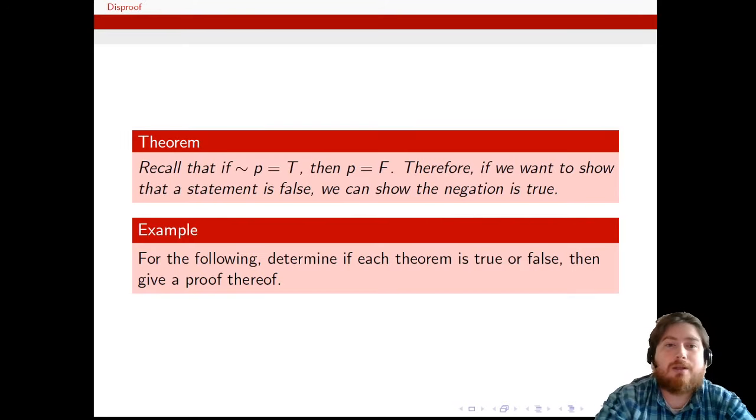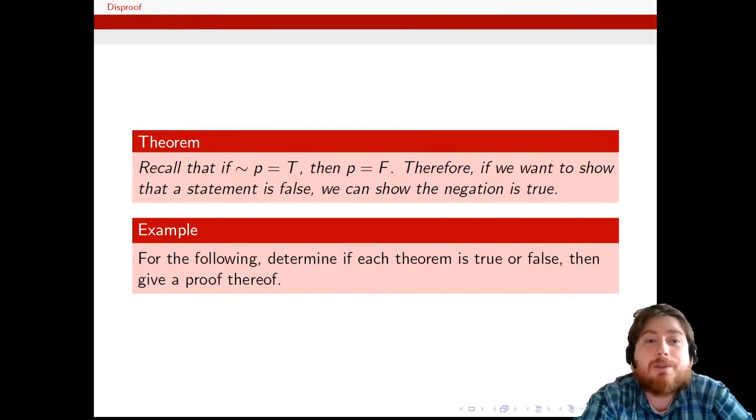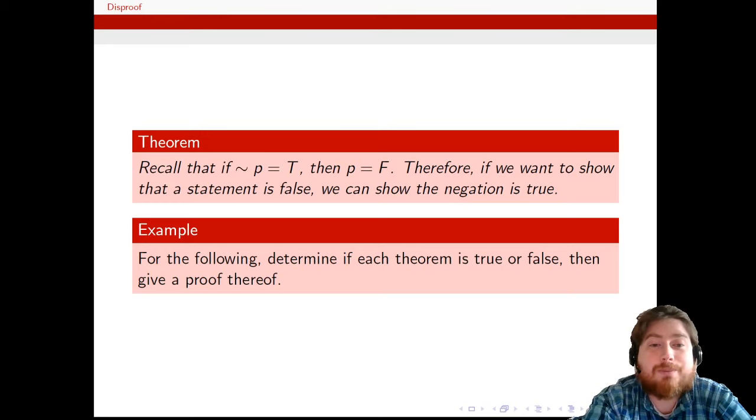Now, in order to prove something is false, really all we're going to be doing is recalling that not P is true whenever P is false, and not P is false whenever P is true. Therefore, if we want to show that a statement is false, what we really do is we find the negation of the statement, and we show that the negation is true. So, you negate the statement, and then show it's true.